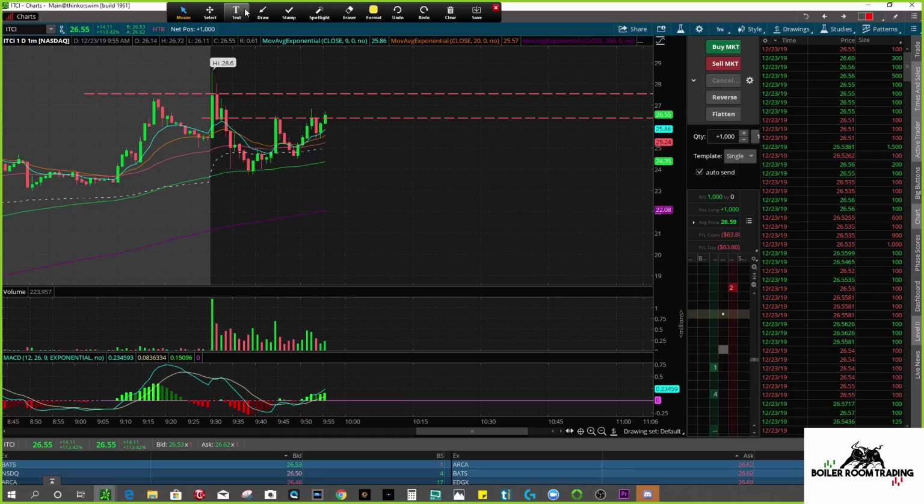So it looks like we're getting ready to short squeeze out and the stock is getting pretty close to breaking out within this short-term resistance.